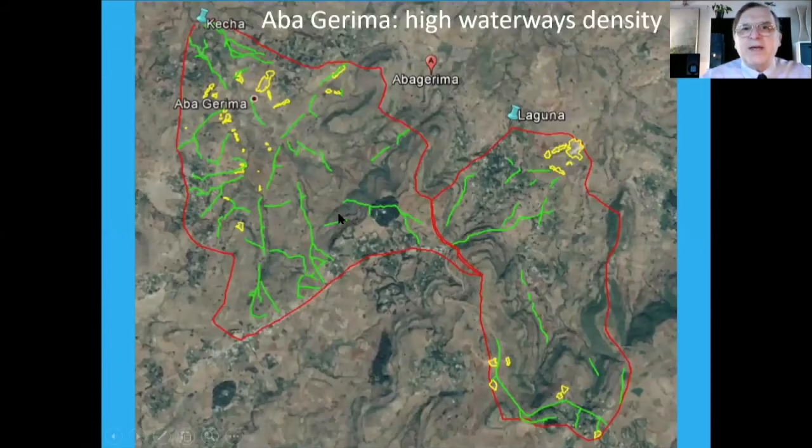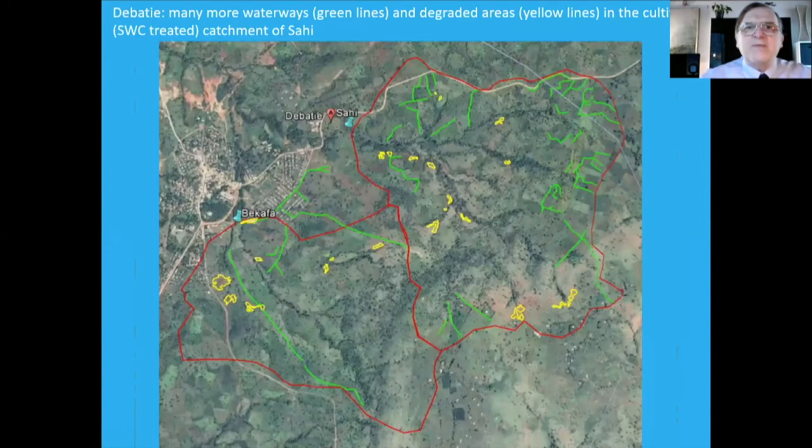Here you can see that in the Quechua catchment, which is a so-called treated catchment, that means it is highly cultivated with soil and water conservation practice, compared to Laguna that is not treated and where soil and conservation practices are very, very few or almost non-existent. And again, the same situation here in the Dibate area.